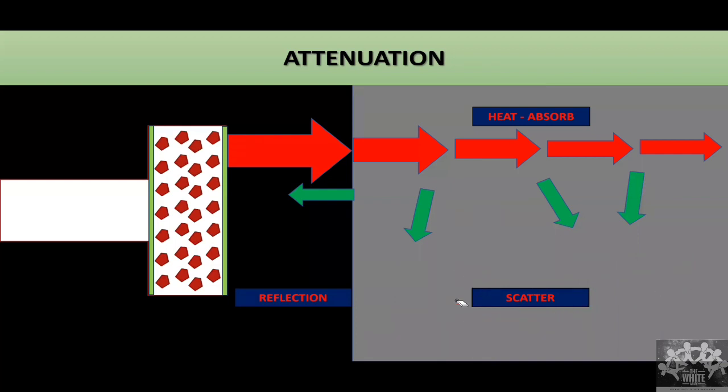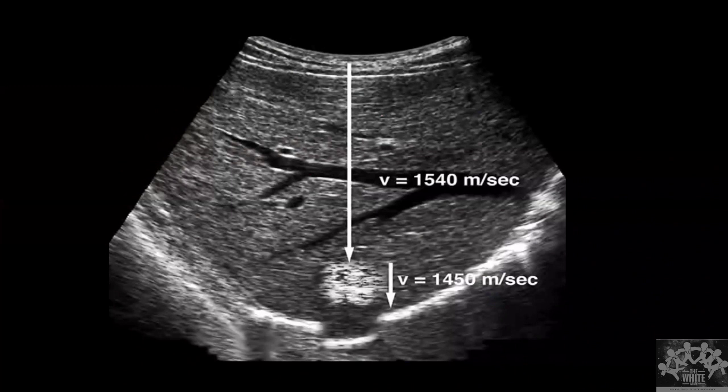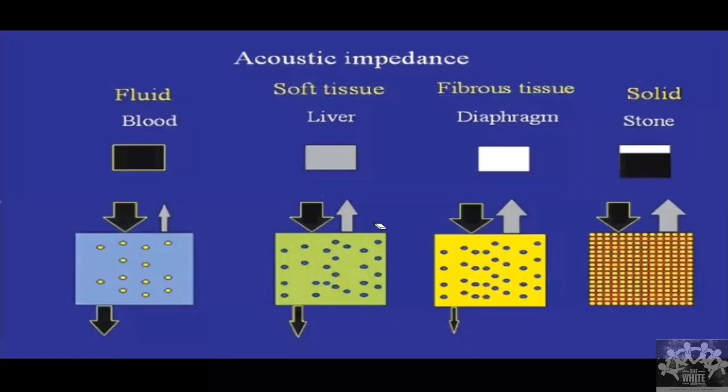That's what makes our image look very uniform. Otherwise, in the previous image, we would have seen this as brighter and this as darker. Both are liver, but both the superficial and deep parts of the liver appear uniformly bright. That's because I have given more time gain compensation as I go deeper. The echo comes after more time, so we give more gain. That's why we get a uniform image. That's what you need to remember. So that's about the attenuation, which I already told.